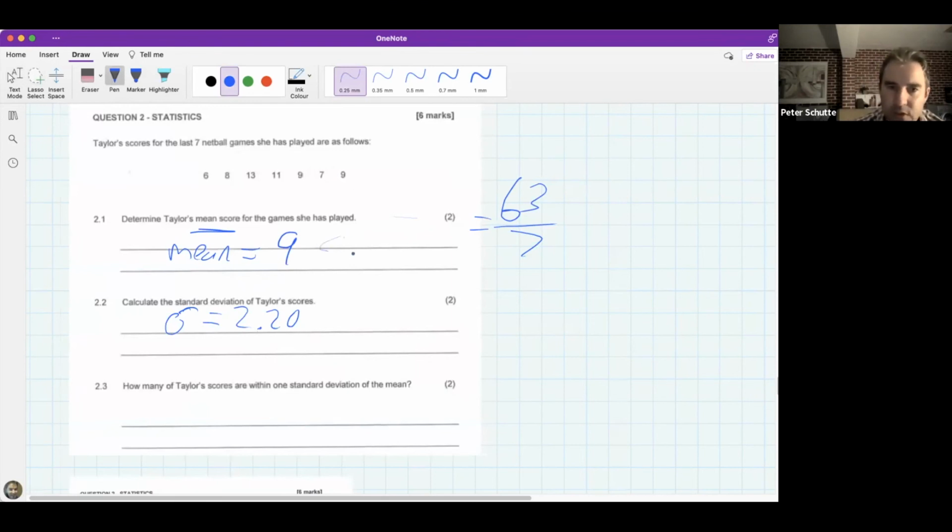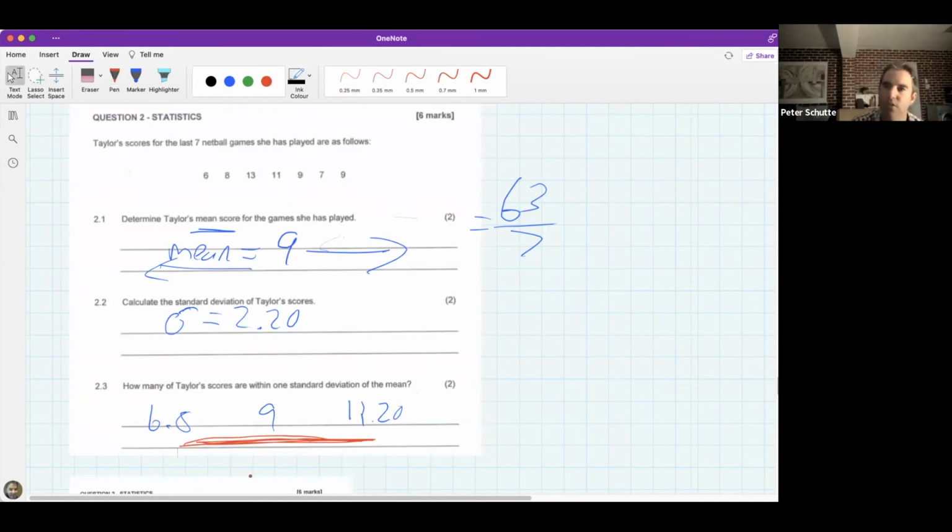So if I'm within one standard deviation, I could go up or I could go down from the mean. So if I went up from the mean, I'd get to 11.20. So basically 9 plus 1 standard deviation gets me to 11.20. 9 minus a standard deviation gets me down to 6.8. So I want to know how many scores fall within this range. How many fall within this range?